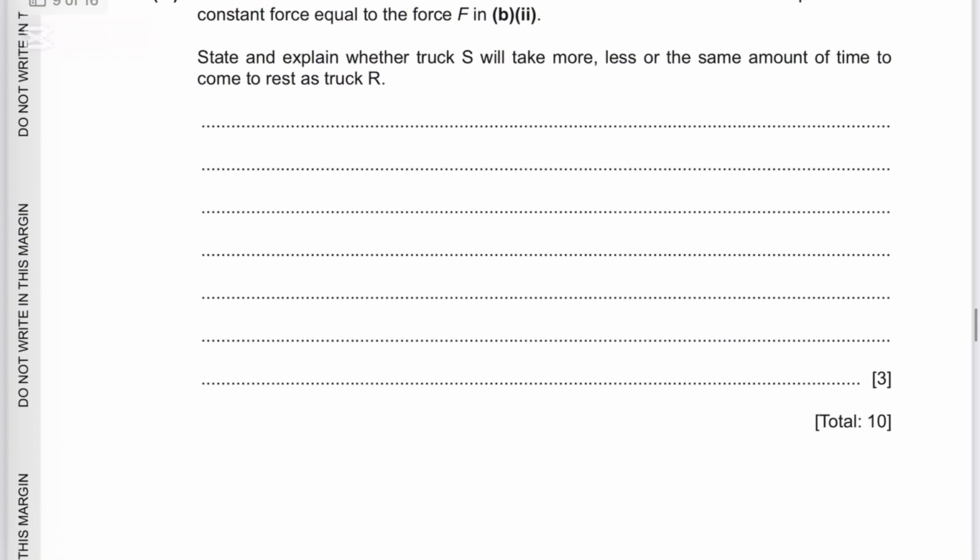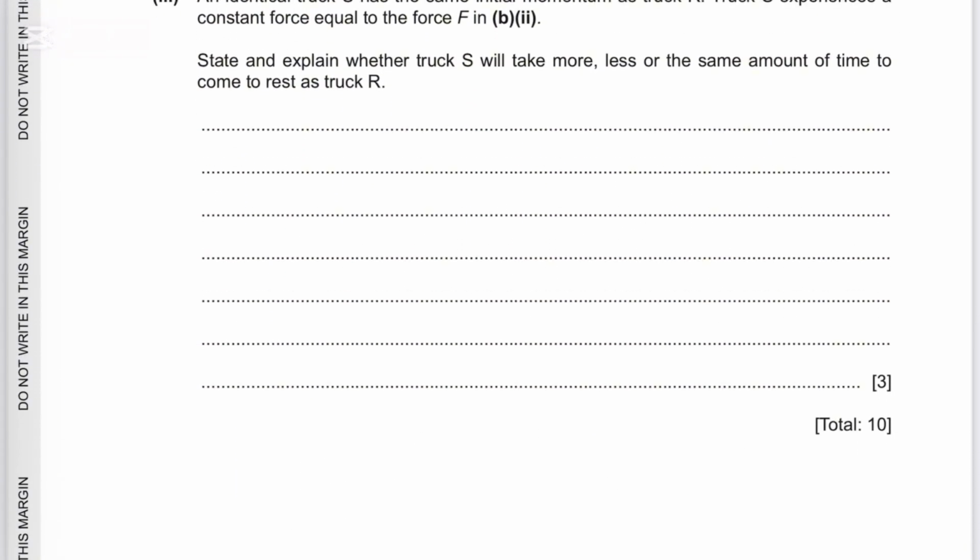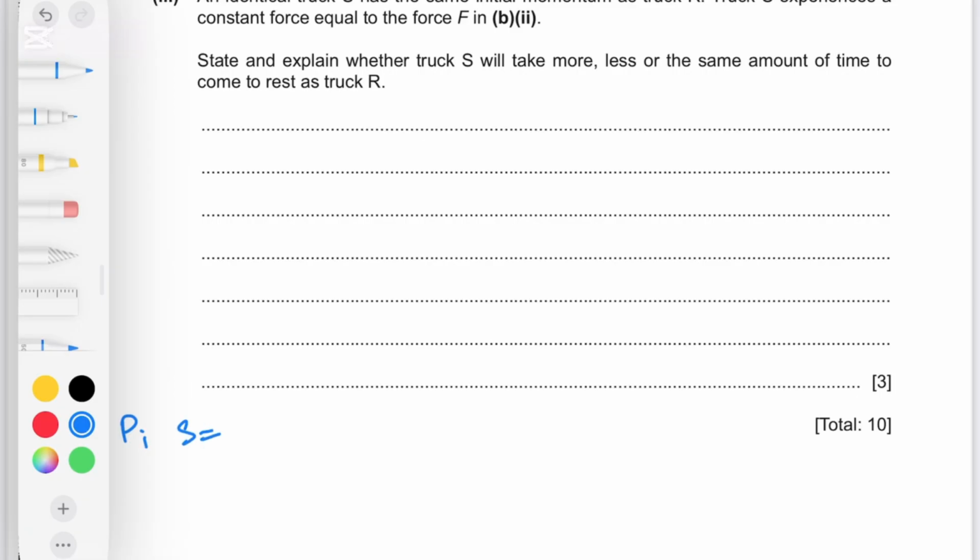An identical truck S has the same initial momentum as truck R. So initial momentum for truck S is equal to 21 times 10 raised to 4. Truck S experiences a constant force equal to the force in B part 2. And this force is equal to negative 1.2 times 10 raised to 4 newtons. State and explain whether truck S will take more or less or the same amount of time to come to rest as truck R. When the truck comes to rest, its final momentum is equal to 0.